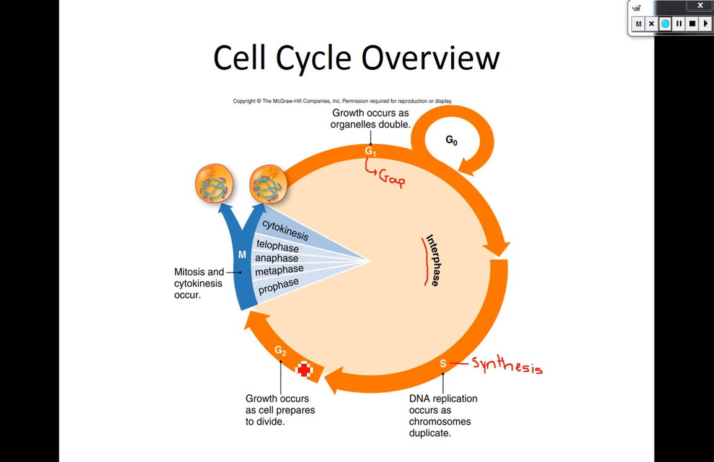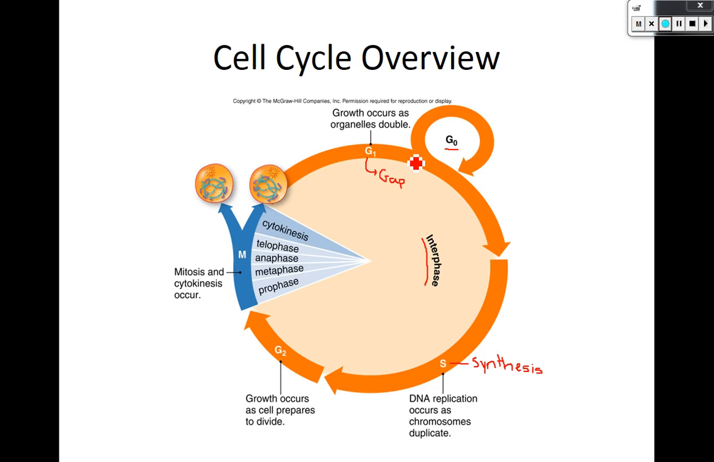And then the cell goes into what's called G2. So that's gap 2, and that's where the cell is doing its last minute things before it starts to divide. There's also this funky G0 over here. So G0 is essentially where the cell is not doing stuff to prepare to divide. It's just hanging out, being a cell, doing its stuff.